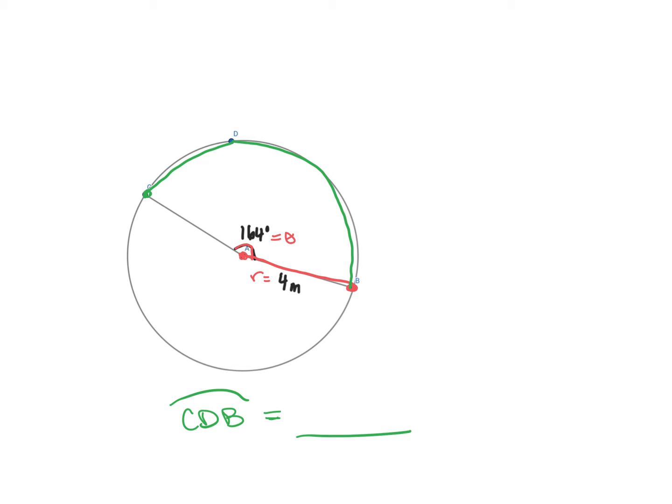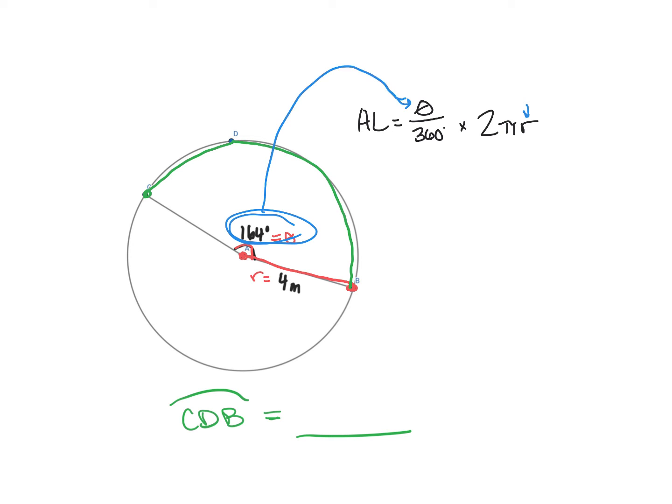So let's start with our arc length formula. I'm just going to abbreviate arc length as AL. Arc length is equal to theta, which is the angle we have, divided by 360 degrees, times the circumference formula, which is 2 pi r. Now, in order to solve for the arc length, we need to input the values for theta and the radius. And in this example, both of those are given to us, right? Theta is the angle that we have, 164 degrees, and the radius is given to us right here as 4 meters.